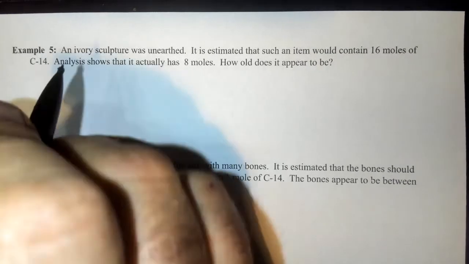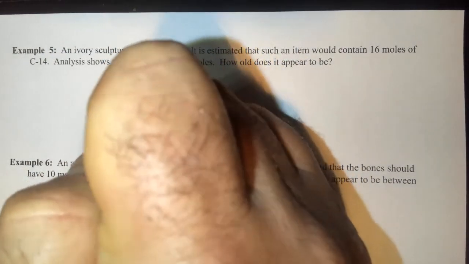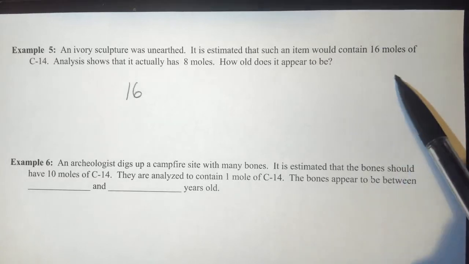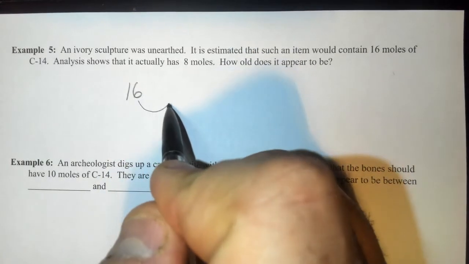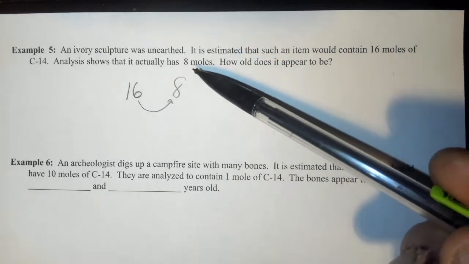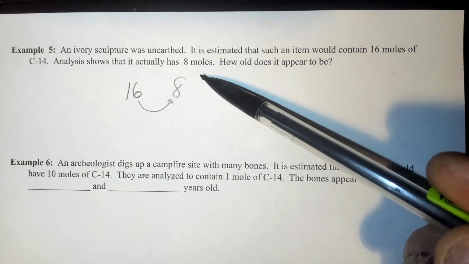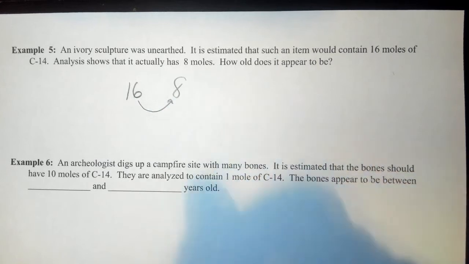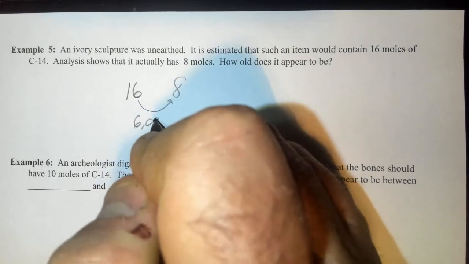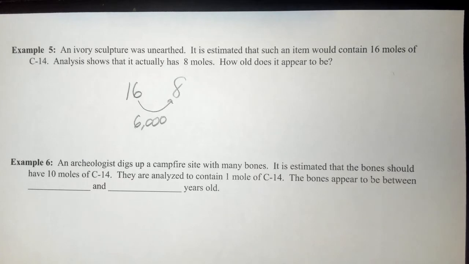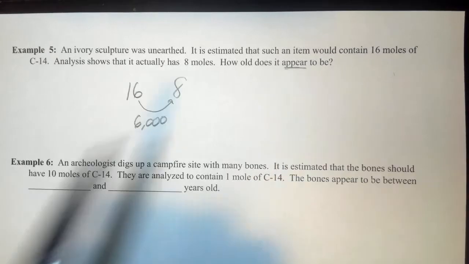So this is a very short little process. We start off with the 16 that we think it originally contained, and we cut that in half, and we end up with the amount that it currently appears to have. So we cut the original amount in half once, and that is one half-life of carbon-14, which is 6,000 years approximately. Remember, the 6,000 years isn't exact. It's actually 5,900 something. But just for ease, we're going to use 6,000. So it appears to be 6,000 years old.